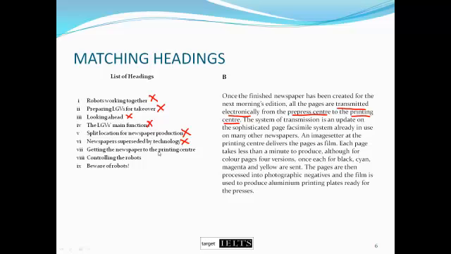Could it be getting the newspaper to the printing center? We did talk about transmission from the pre-press center to the printing center, so this looks like a feasible bet. Could it be control of the robots? Beware of robots? No. In this case, it's really evident that option 7 is the correct heading for this paragraph.